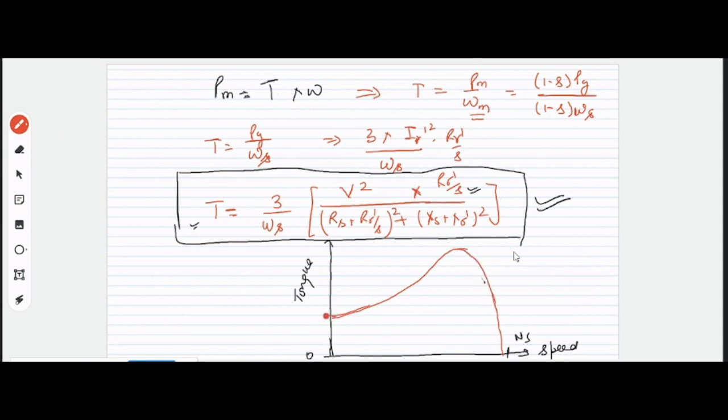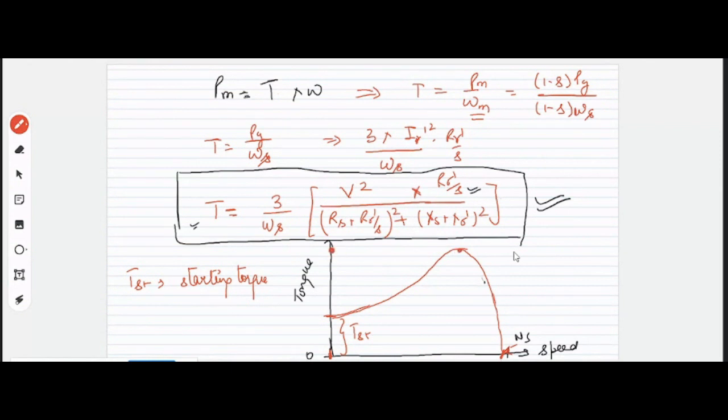Okay? When Nr is 0, you can see that there is a positive torque that motor will develop, and we call this torque as Tst. That is the starting torque. We call it as starting torque. And at the starting torque, basically your slip value will be how much? At the time of starting, 1. Slip will be 1 over here, whereas at synchronous speed it will be 0. Right? So it will be reciprocal to speed.